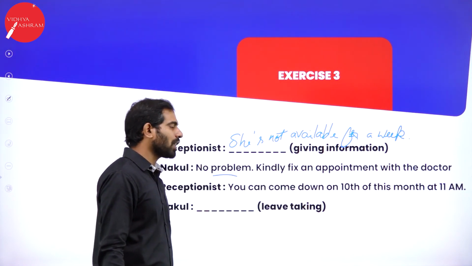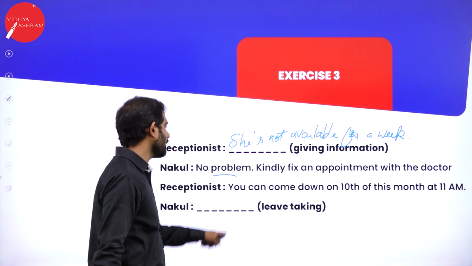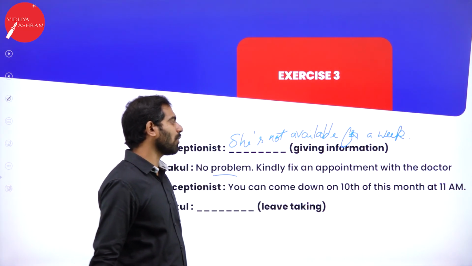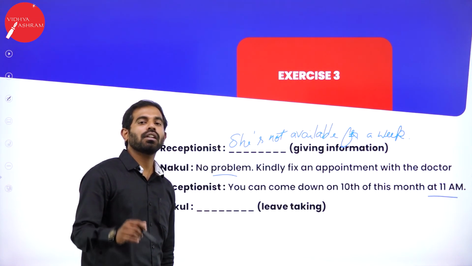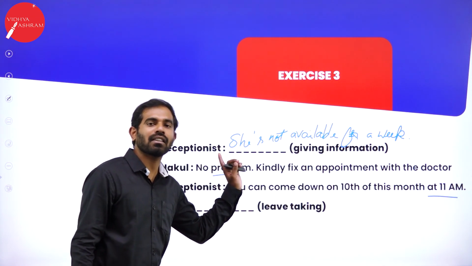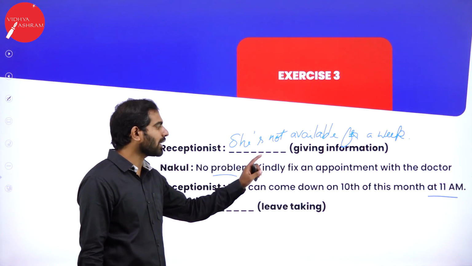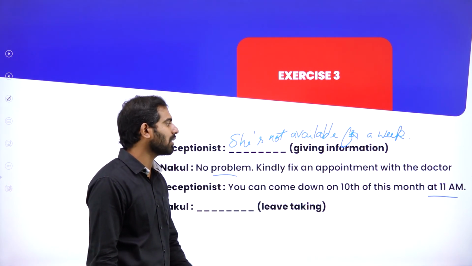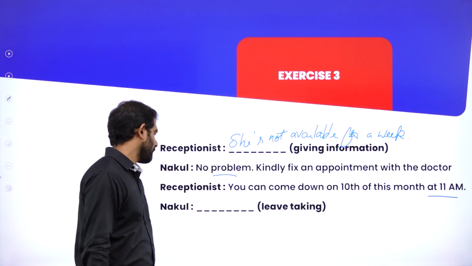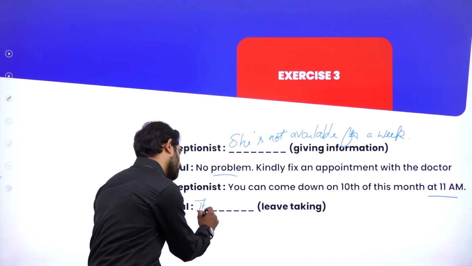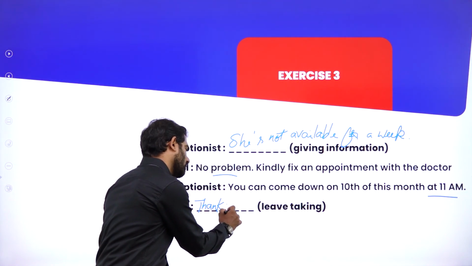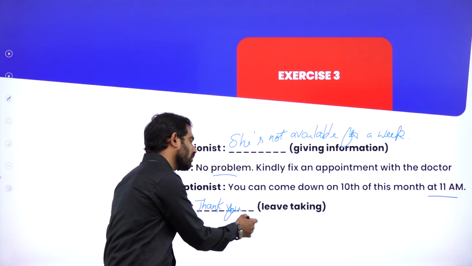Receptionist: You can come down. Now she is giving the appointment. You can come down on 10th of this month at 11 a.m. She is giving a clear appointment timing and the day, and she says that you can come back on 10th of this month at 11 a.m. Nakul, leave taking. Now he says, thank you so much. Thank you, or thank you so much.